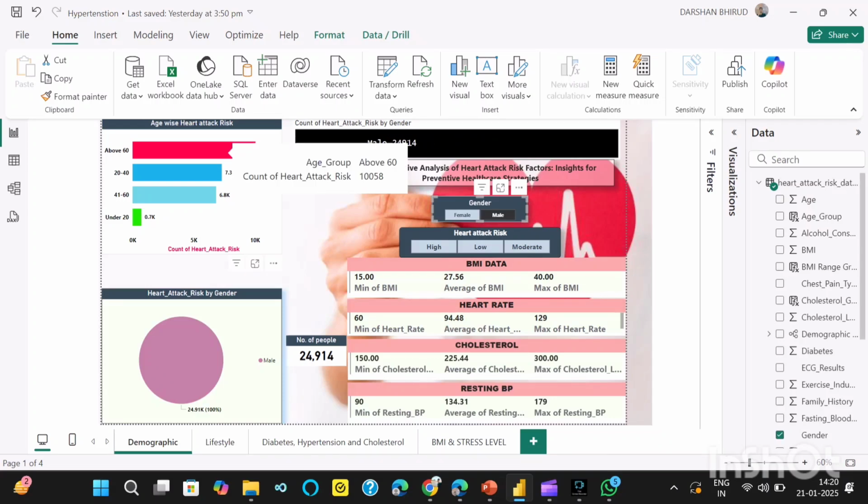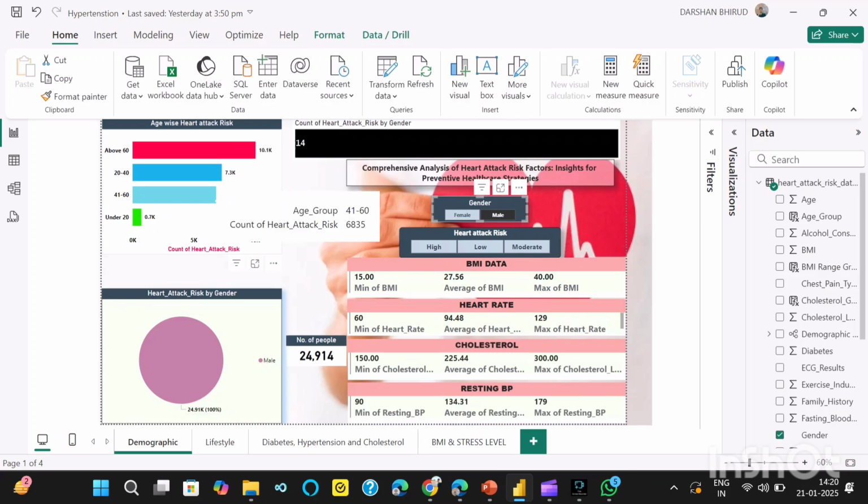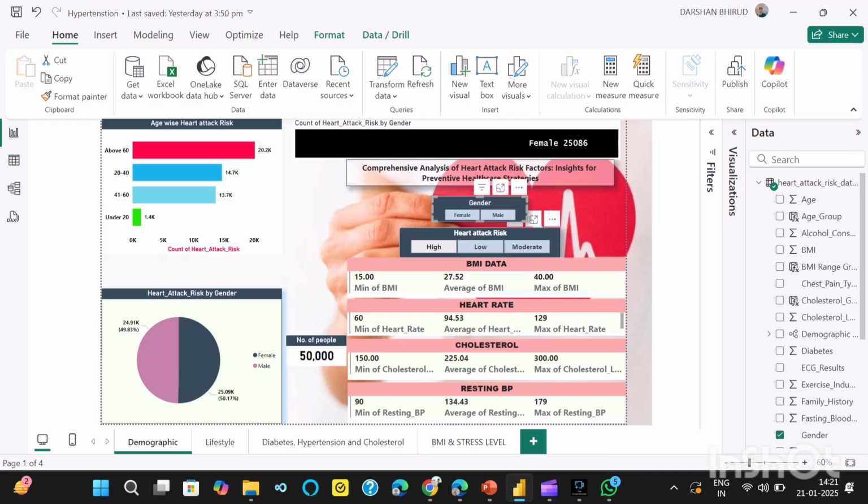When we look at the male gender only, the risk of heart attack is also higher above 60, with more than 10,000 people at risk. Then in under 20, there are 725 males at risk of a heart attack. So this is an insight; if we click on female, we can get the data for female as well.